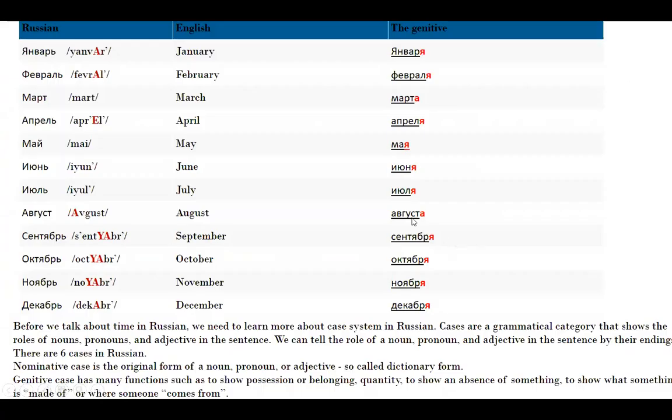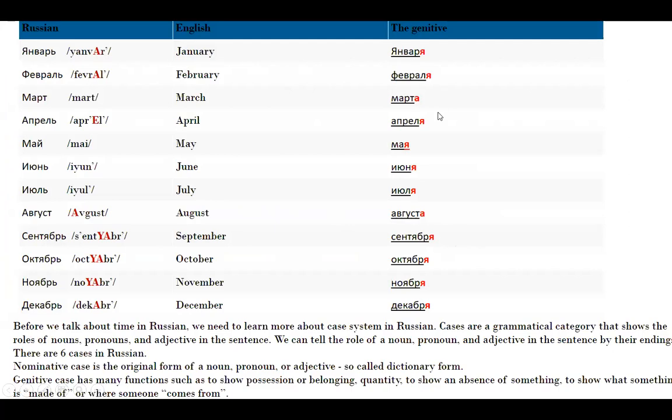So these are the months again. January means January, and in genitive case, and we use genitive case when we make dates. This stem will be of the month plus the ending ya.